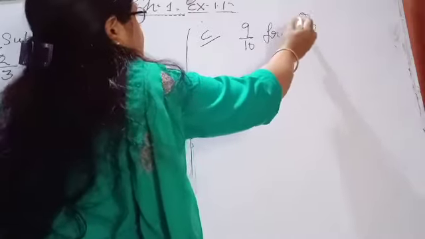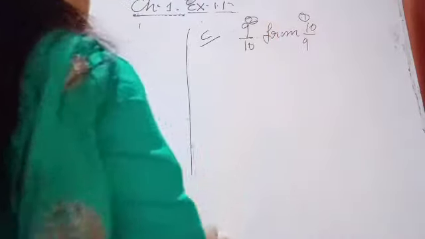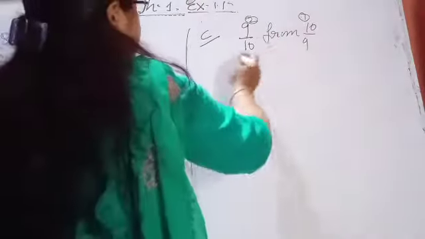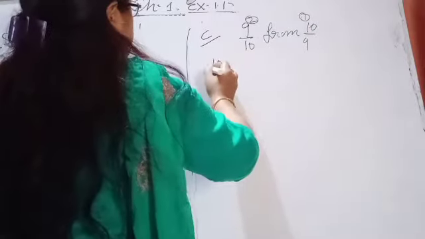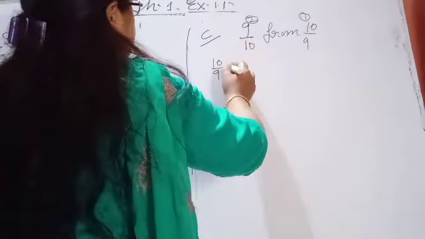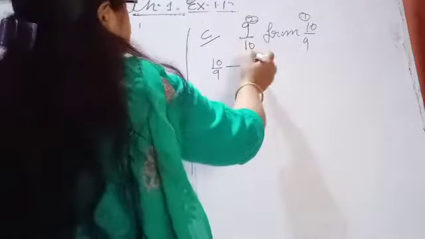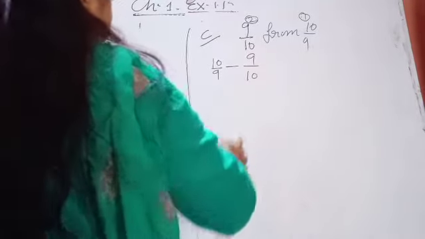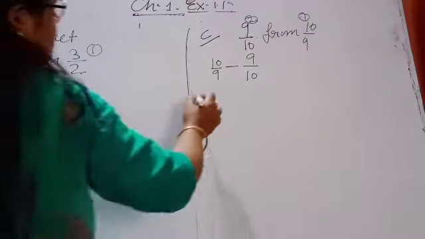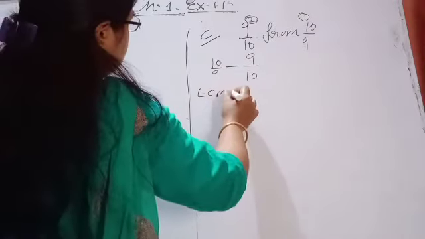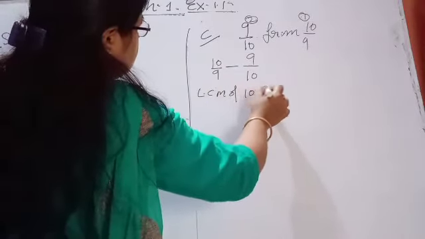This one you will take as 1 and this you will take as 2. Okay. So write 10 upon 9. Then for subtraction, what sign are we using? Minus, and then 9 upon 10. Now take the LCM of 10 and 9.